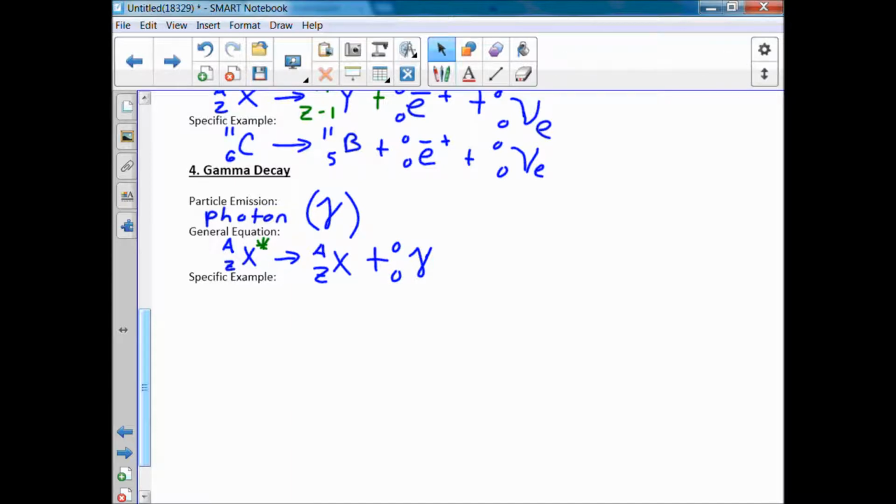So a specific example. Let's do uranium.